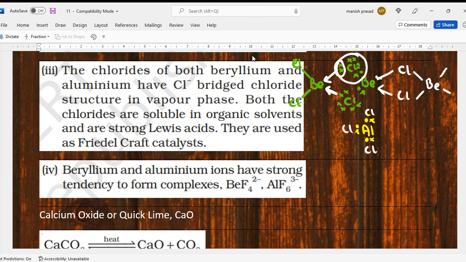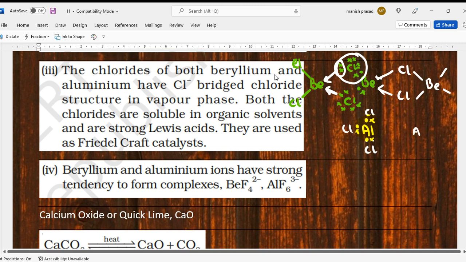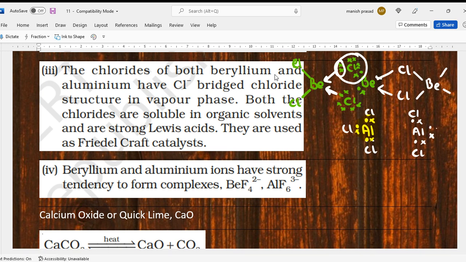Six means electron deficient, electron rich, electron precise. Electron deficient means that to complete its octet, it wants to do something. The second aluminium chloride forms like this: the chlorine again completes its octet, since it has lone pairs of electrons. So it is going to form a bridge compound like this, which you will study in p-block elements. So beryllium chloride as well as aluminium chloride both form bridged compounds.